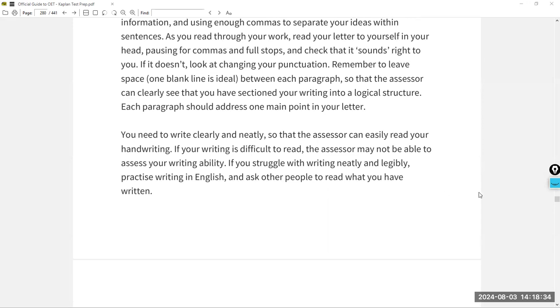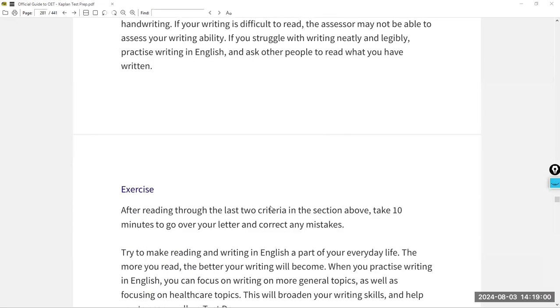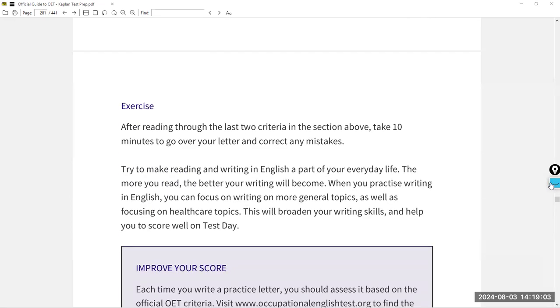Okay, absolutely. You need to write clearly and neatly, so the person who is checking your writing can easily read your handwriting. If your writing is difficult to read, the assessor may not be able to assess your writing ability. If you struggle with writing neatly and in a good way, practice writing in English and ask other people to read your writing to see if it is really readable and comprehensible.